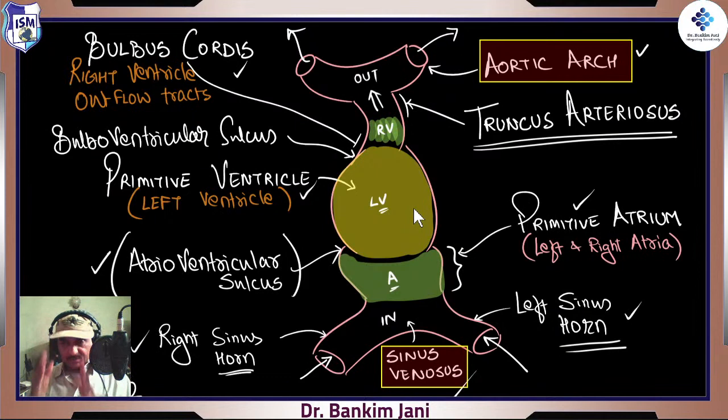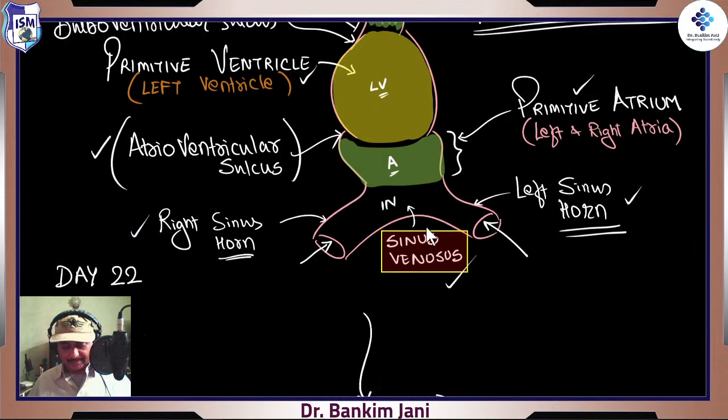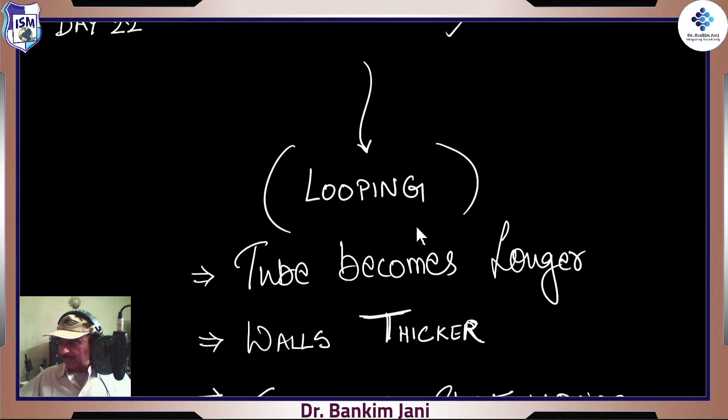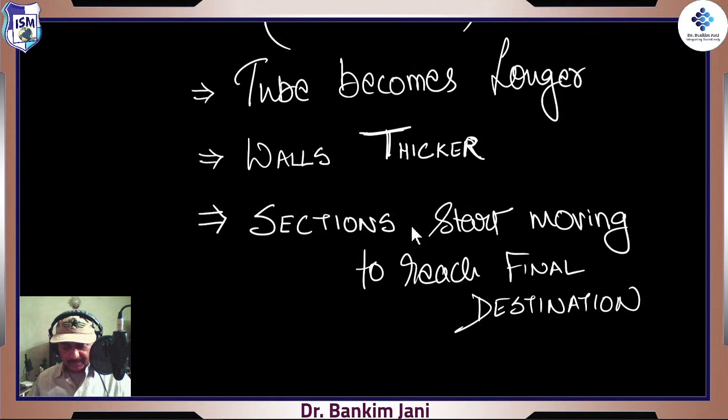Now the real fun starts. There is looping. It loops, right? Till this point, it was just a bend. It was just like a bend, right? This is how it was like. Now they go like this. This is what is called as the loop, right? So in loop, what happens? First, that tube becomes bigger, walls become thick, and then those sections, they start moving to reach the final destination. So how it happens?